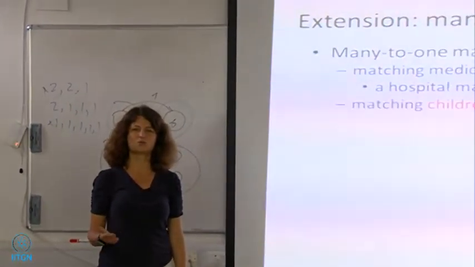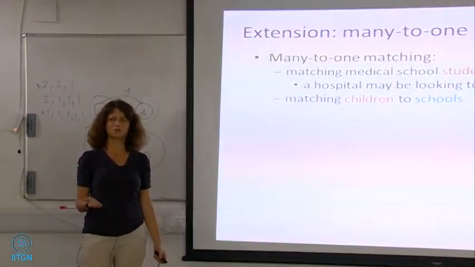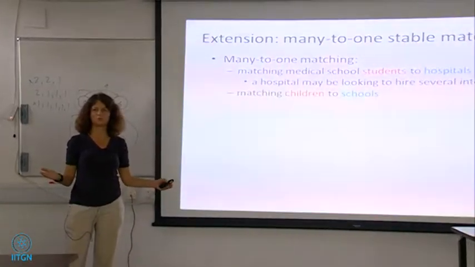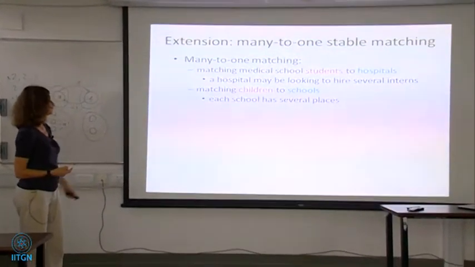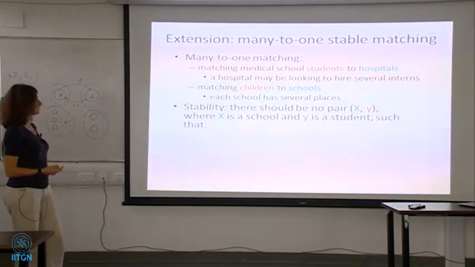So when some schools are known to be better than others, it's also many to one. A child goes to one school, but a school typically has a lot of places. Okay, so what is stability in this setting?